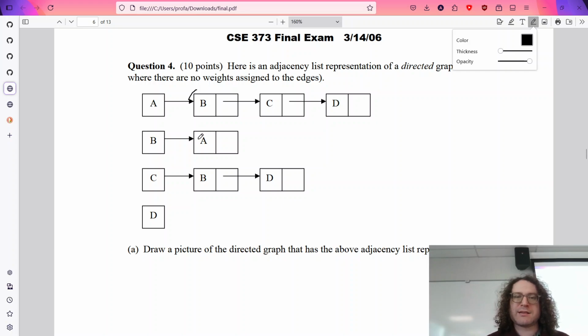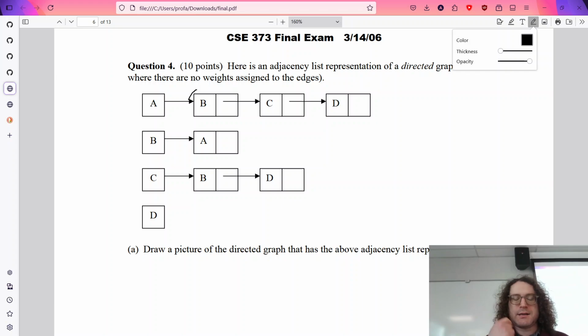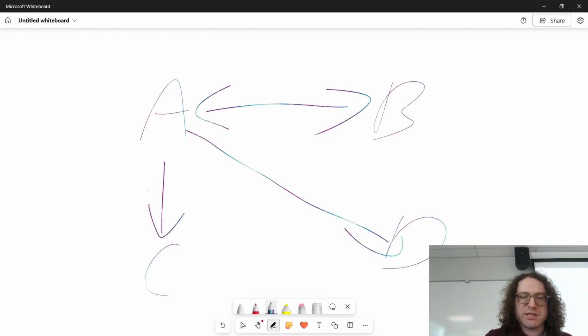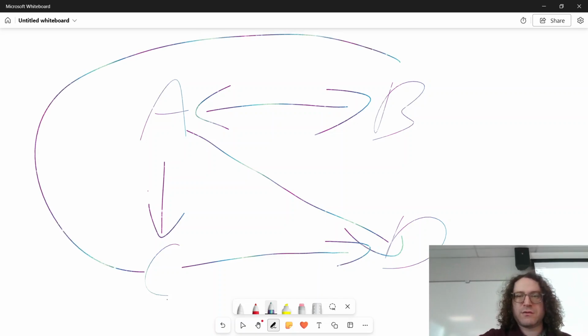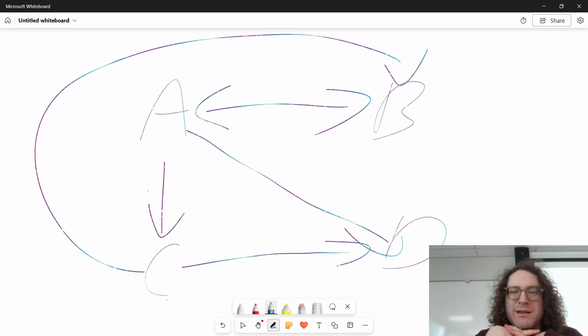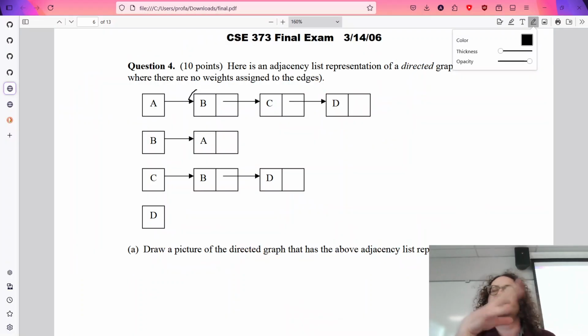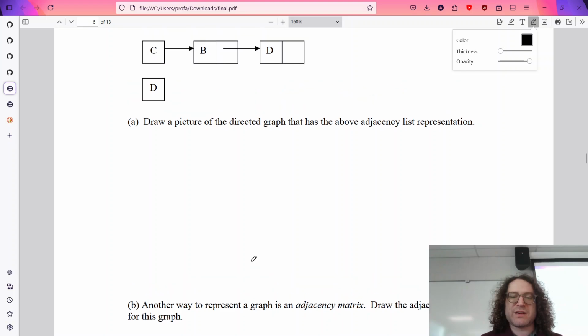Okay, next, B has a directed edge to A. We could also represent it as that. We're not picky, especially since it's unweighted. Next, C goes to B and D. C goes to D, and we can either cross or we don't have to. I like to keep things planar if possible, planar meaning that in the graph we don't have any crossovers. And then finally, D has nothing it goes to. Great.